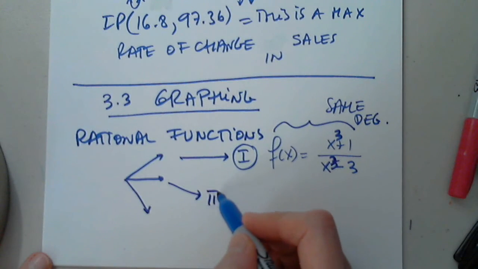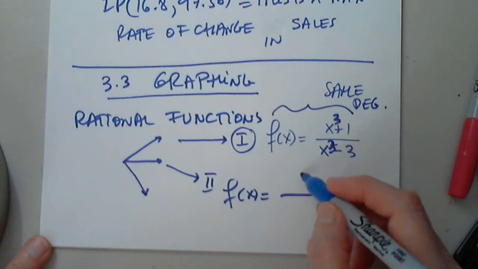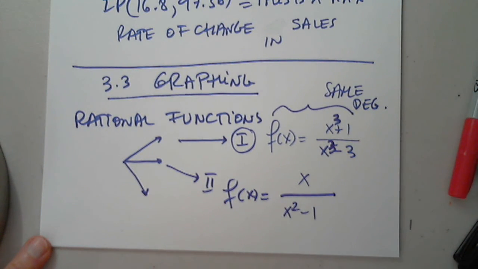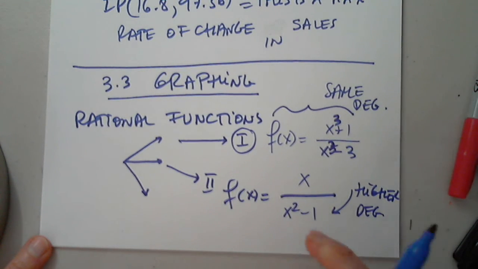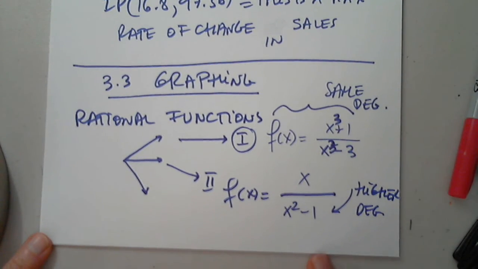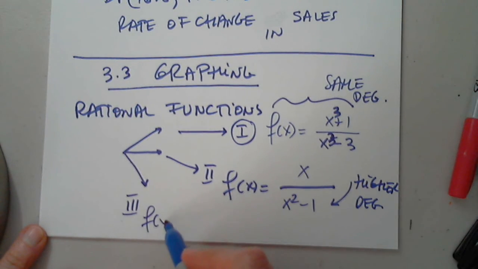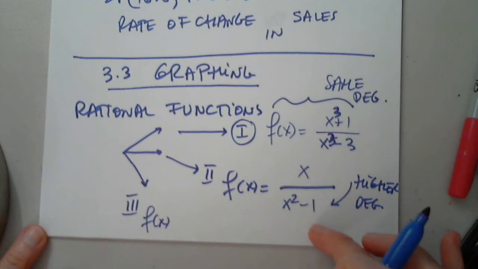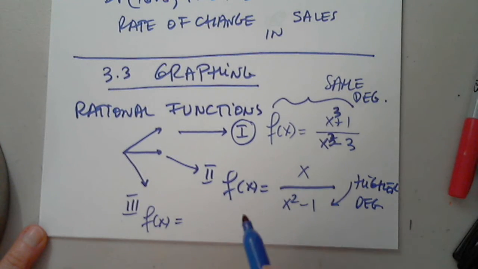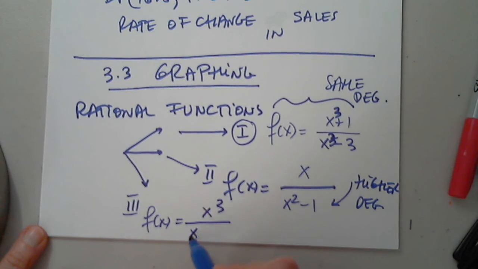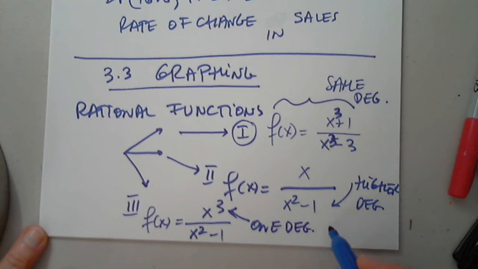Type 2, the easiest of all, is when the degree in the denominator is bigger. So bigger, higher degree in the denominator. This is the easiest. And the most difficult one is number 3, in which the numerator has a higher degree than the denominator, but by exactly 1 unit. Exactly 1 unit. Something like x cubed over x squared minus 1. 1 degree higher.